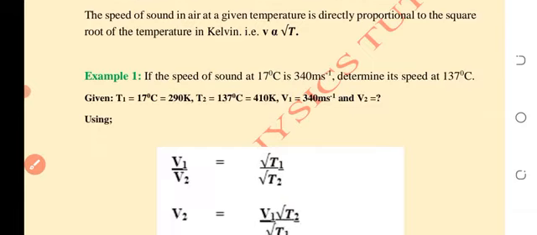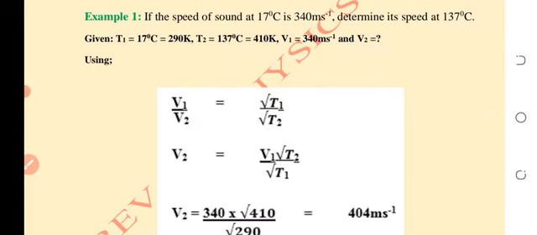Okay, in our example 1, the question says, if the speed of sound at 17 degrees Celsius, that is the speed of sound at temperature 17 degrees Celsius, is 340 meters per second, we have to determine the speed of that sound when the temperature rises to 137 degrees Celsius. According to this question, our first temperature is given as 17 degrees Celsius, and the value of that in Kelvin is 290 Kelvin. I want to believe we all know how to do that.